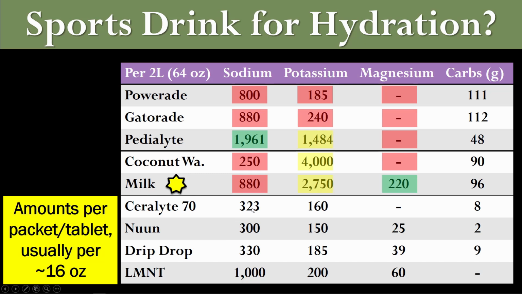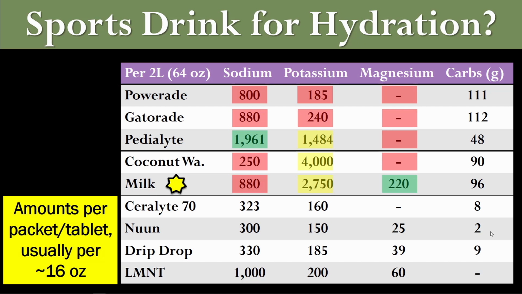You can see that the 3 most classic ones, Electrolyte, Noon, and Drip Drop, are usually at about 2-to-1 sodium to potassium ratios. I think it should be a little bit higher sodium personally. Electrolyte doesn't have any magnesium. Noon does, but it doesn't have any carbohydrates, which is fine. They're typically not trying to give you the carbohydrates anyway.